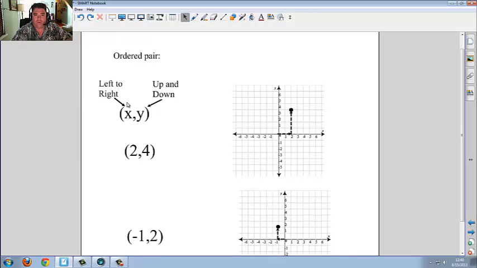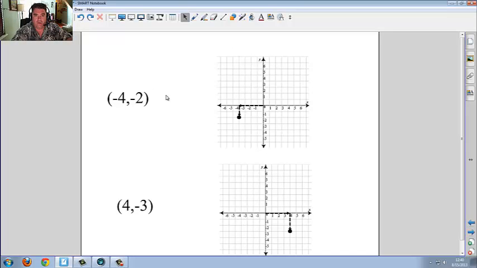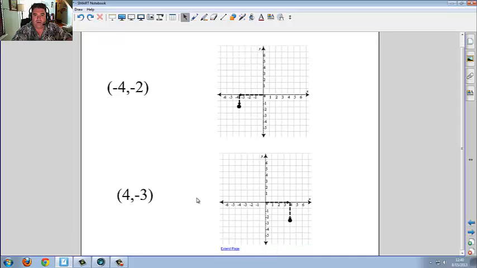Now an ordered pair: the x value remembers left to right and the y value up and down. So for an x value of positive 2, go right 2. The y value being 4, go up 4. So 2, 4. Here, the left to right value of negative 1 and then y value of positive 2, so left 1, up 2. Notice here x value is negative 4, so we're going left 4, and negative 2 is going down 2. Now, 4 and negative 3, 4 to the right, so right 4, and then down 3.